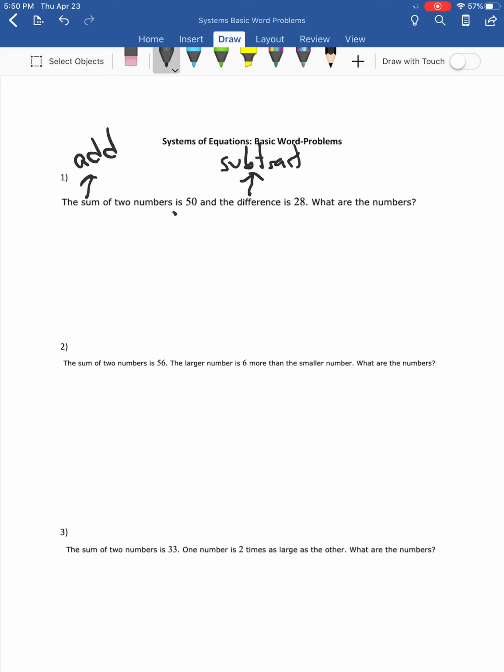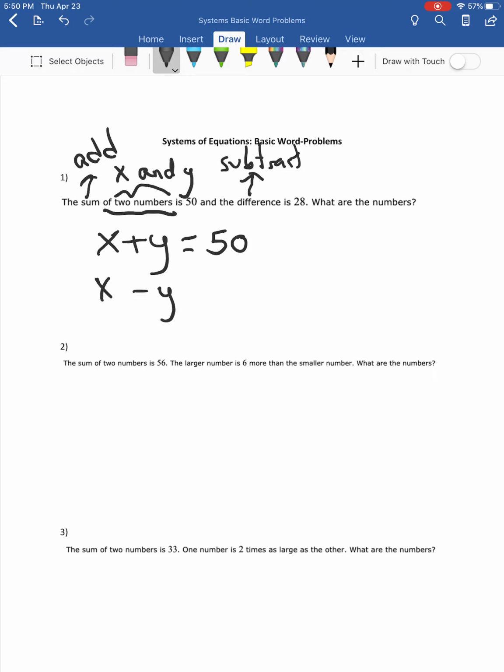So we have two numbers we're working with. So we're going to call the two numbers x and y. We can't just use one variable because we have two different numbers that we're working with here. Okay, so now let's translate. Sum of two numbers is 50. That means the two numbers add to 50, so that's going to be x plus y equals 50. Okay, the second part, the difference is 28. That means the two numbers subtract to 28, so x minus y equals 28.